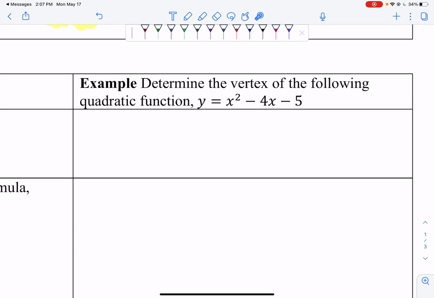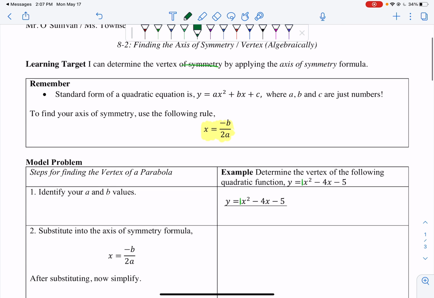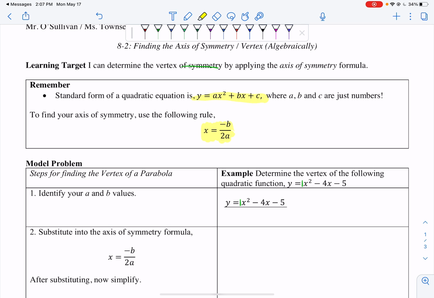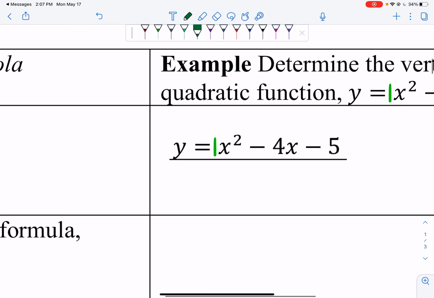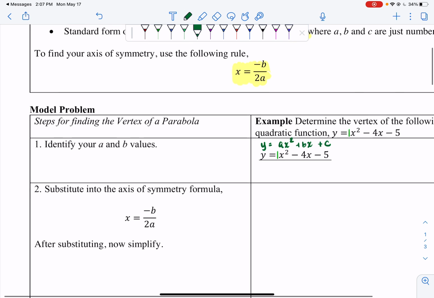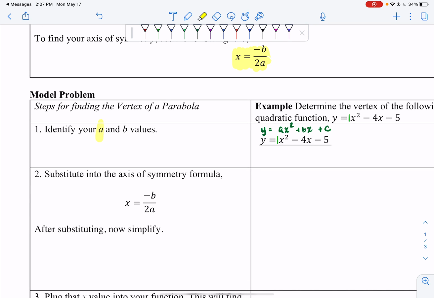The first thing I'm going to do is, whenever I just have a good old x squared, I'm going to put a 1 in front. That way I know I actually have a 1x squared. So I need to identify my a and my b values. We said quadratics are written in this form: y equals ax squared plus bx plus c. I want to identify our a and our b values.